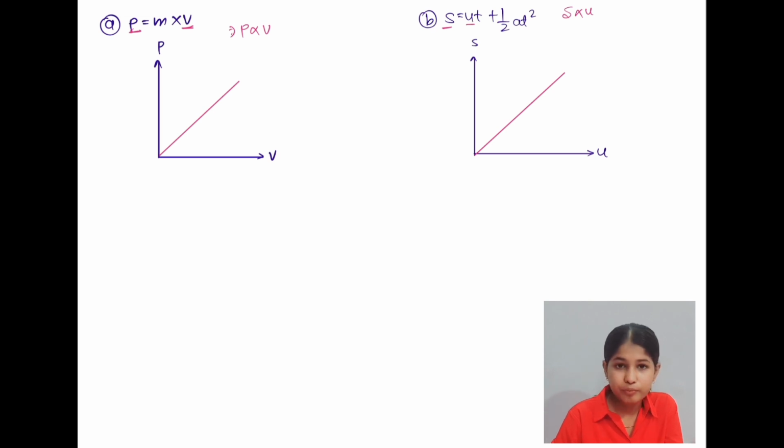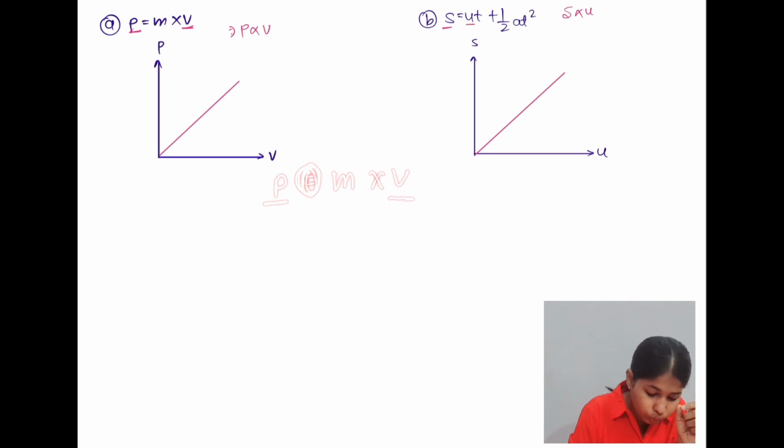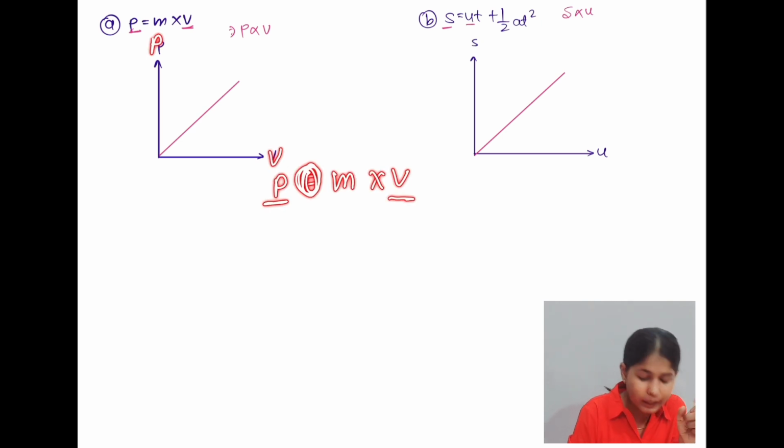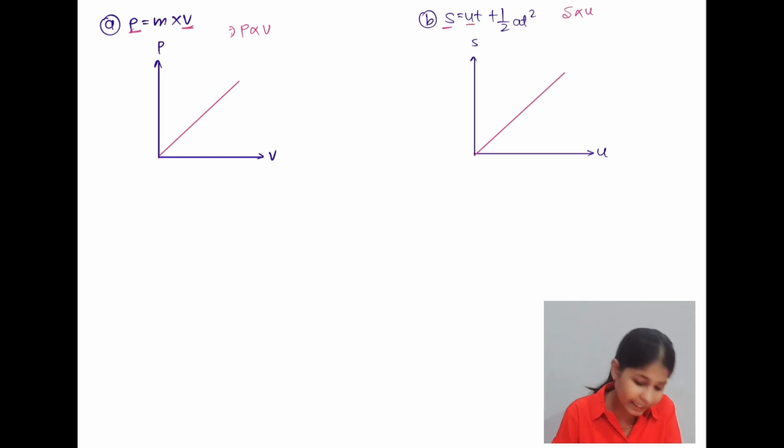And one more trick is there: if the equation is given and there is an equal sign between those two elements, x and y, it means they will be directly proportional, and if they are directly proportional, they will simply form a straight line graph.